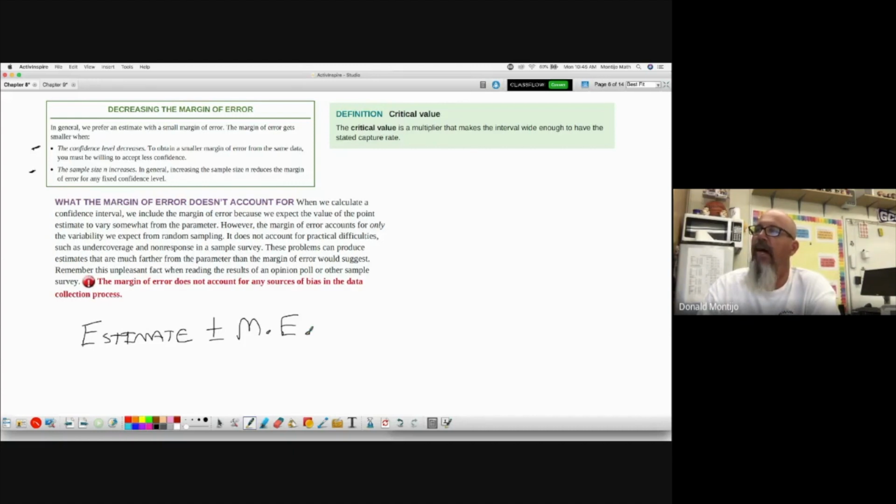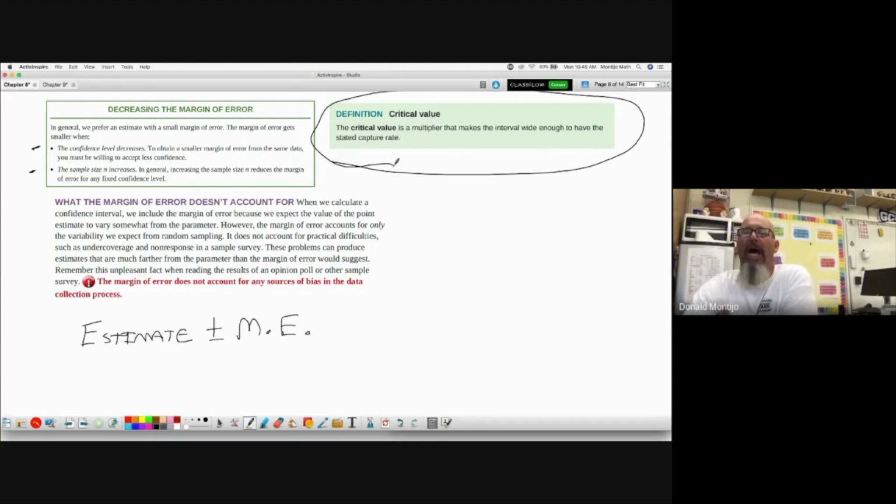So the critical value that we're going to refer to here is a multiplier that makes the interval wide enough to have the stated capture rate. Okay. So if I want to be 95% confident that I capture the true population parameter, how do I know the width of the interval to be 95%? If I want to be 90%, how do I know what the width of the interval would be? Or if I want to be 99%.